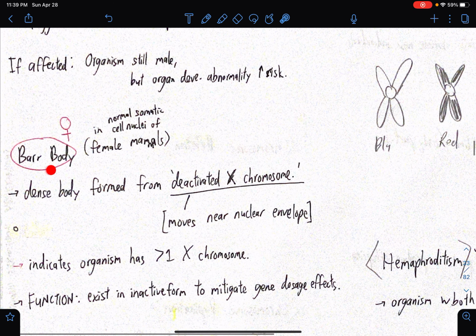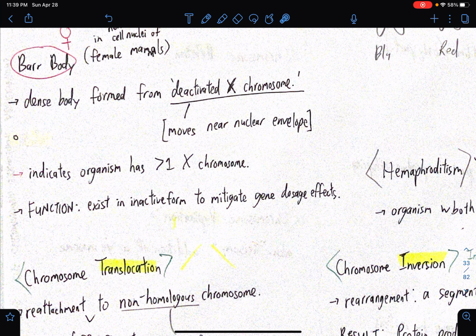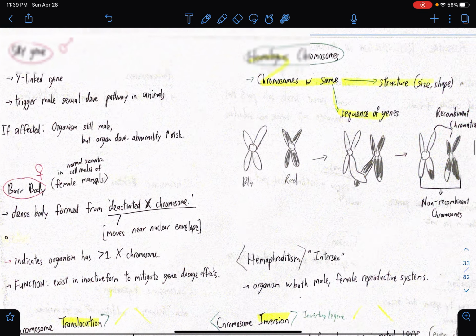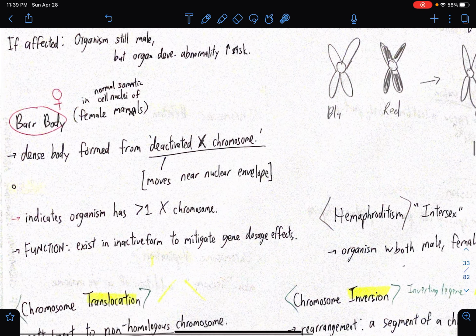How about Barr body? So normal somatic in cell nuclei of female mammals. Okay, so this is for females. Dense body formed from a deactivated X chromosome. This moves near the nuclear envelope. So Barr body indicates organism has more than one X chromosome, and the function is to exist in an inactive form to mitigate gene dosage effects. I don't get this, but that's what I wrote anyways.